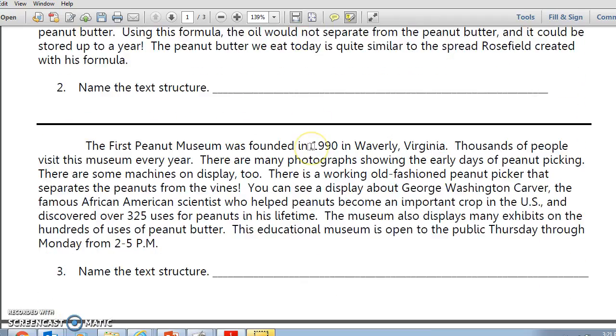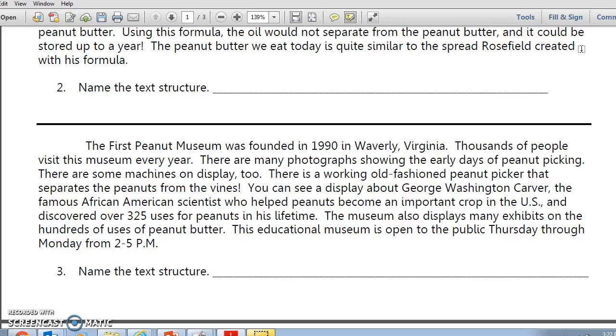One more. The first peanut museum was founded in 1990 in Waverly, Virginia. Thousands of people visit this museum every year. There are many photographs showing the early days of peanut picking. There are some machines on display too. There is a working old-fashioned peanut picker that separates the peanuts from the vines.